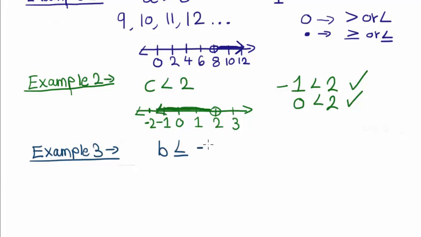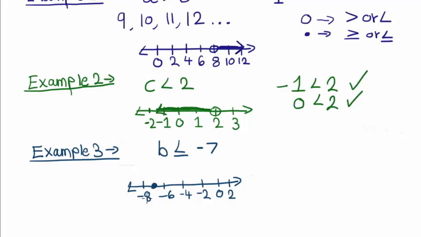In this example, let's say you wanted to graph the inequality b is less than or equal to -7. The first thing that we really need to do is draw out the number line. But in this number line over here, we realize that the number -7 is located between the numbers -8 and -6. So it is located somewhere over here.